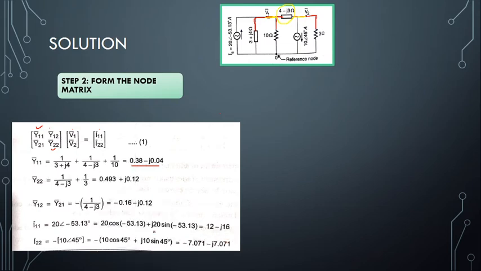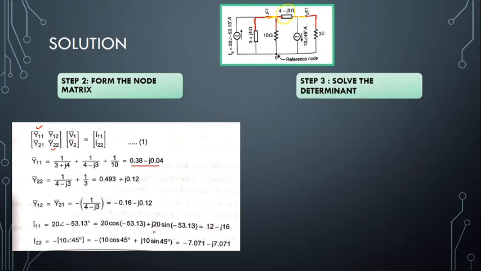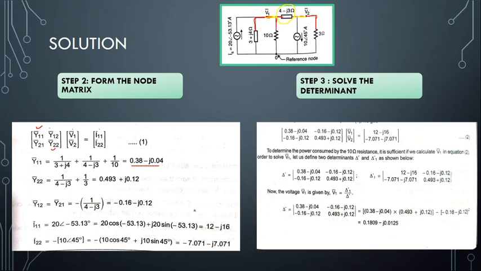Now we have found the elements of the determinant. Next step, we will solve the determinant. We will fill up the matrix and solve the determinant using the same Cramer's rule. So I have filled up the matrix. This is Y11, Y12, Y21 and Y22. V1, V2 we need to find out. This is I11 and I22.